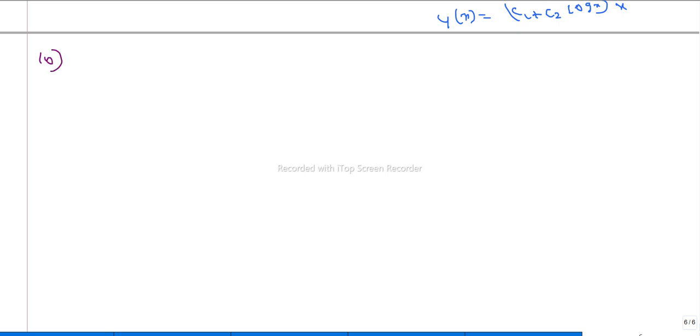Suppose we have a differential equation sin x dy by dx plus 3y equal to cos x. Find the integrating factor. What is the integrating factor?